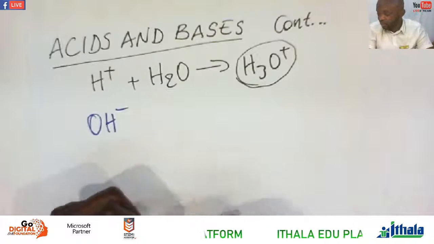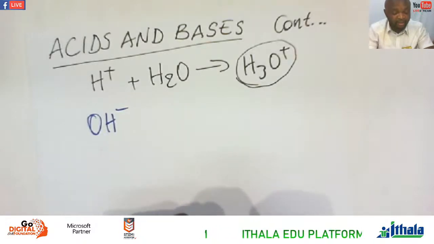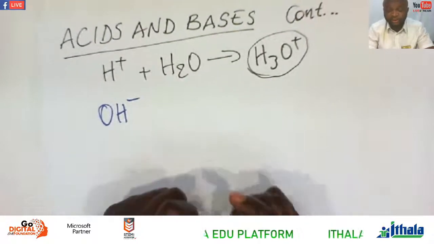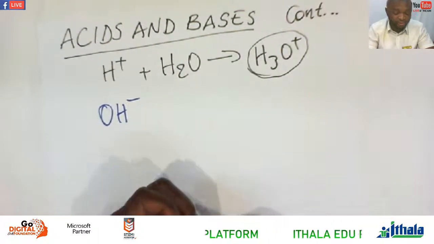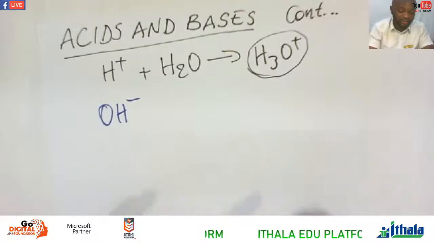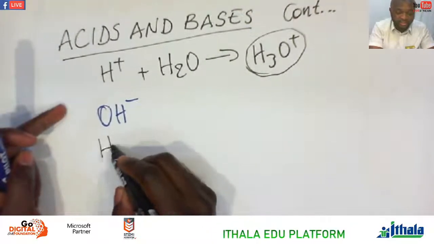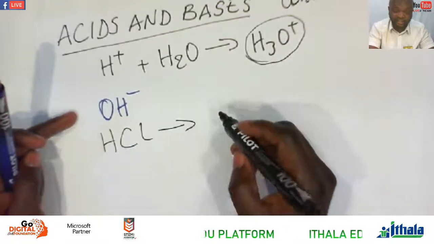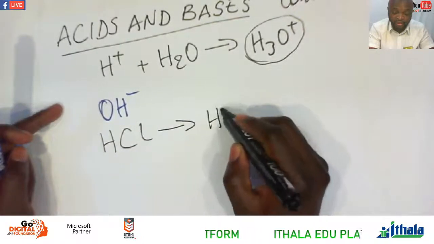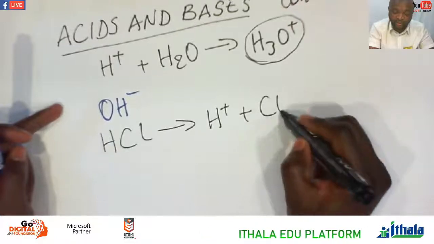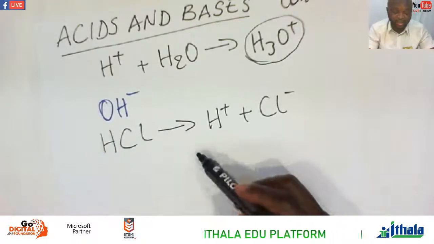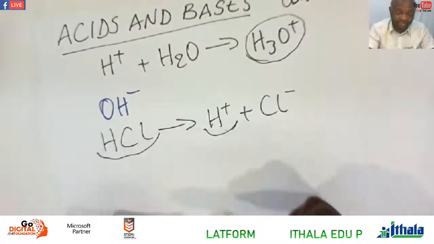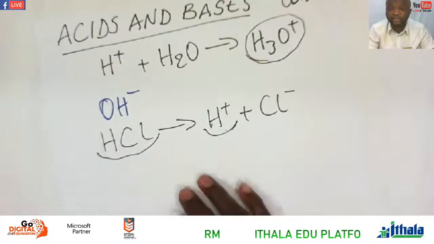Right. Okunye sakhuluma ngama monoprotic and diprotic acid. Monoprotic acid, the acid lezokhiphela H plus owodwa, such as HCl, for example. About HCl masikhuluma nge-ionization reaction. HCl uzokhiphela H plus nobani no Cl minus. So njengoba HCl ukhiphela H plus owodwa, then this HCl is a monoprotic acid.